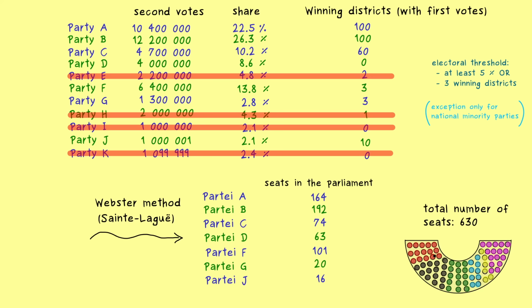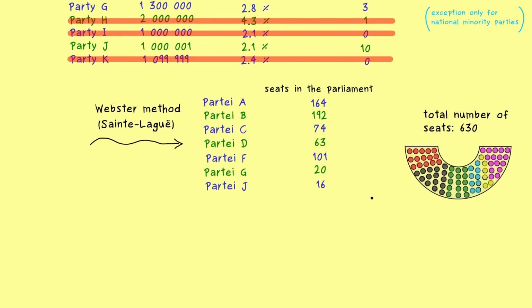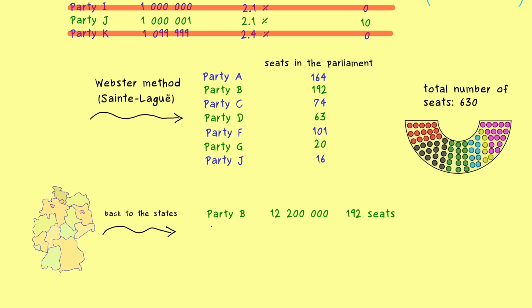So the parties already know how strong they are, but now we have to fill the seats with people. In the first step, we have to go back to the state level to see how the seats distribute over the states. And this can be done for each party separately because we know how the second votes distribute over the states.